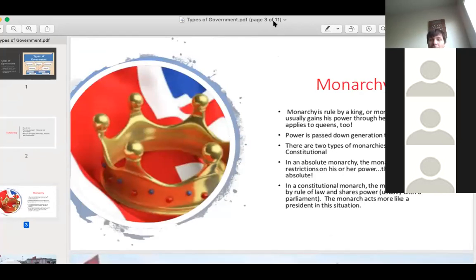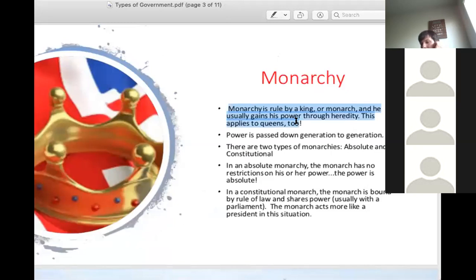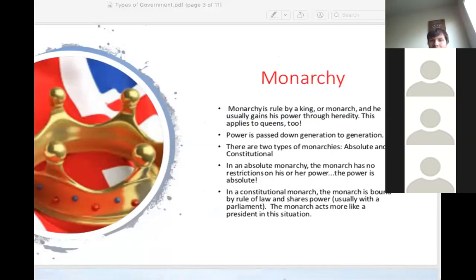Very good. Jason, can you read the definition of what a monarchy is, please? Monarchy is ruled by a king or monarch, and he usually gains power through heredity. Heredity. This applies to queens, too. Keep reading. Power is passed down generation to generation. There are two types of monarchies, absolute and constitutional. In an absolute monarchy, the monarch has no restriction on his or her power. The power is absolute. In a constitutional monarchy, the monarch is bound by a rule of law and shares power, usually with a parliament. And the monarch acts more like a president in this situation.